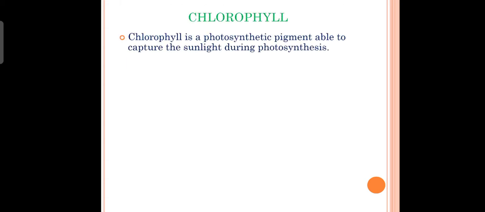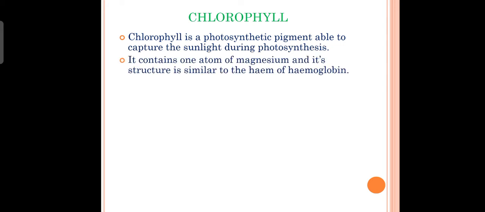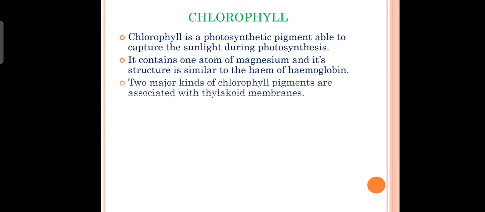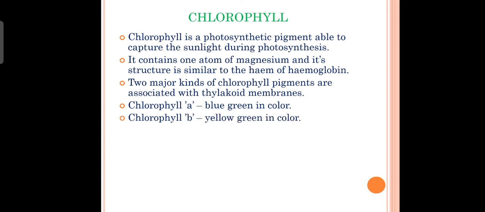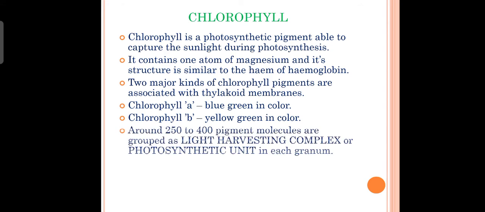Next, let us see a few points regarding chlorophyll. Chlorophyll is a photosynthetic pigment able to capture the sunlight during photosynthesis. Coming to its structure, it contains one atom of magnesium and its structure is similar to that of the heme of hemoglobin. If you observe the structure of heme, we have iron. Coming to the chlorophyll, here the atom present is magnesium. Two major kinds of chlorophyll pigments are associated with thylakoid membranes. They are chlorophyll A and chlorophyll B. Chlorophyll A is blue-green in color. Chlorophyll B is yellow-green in color.